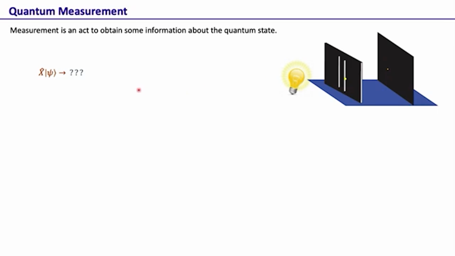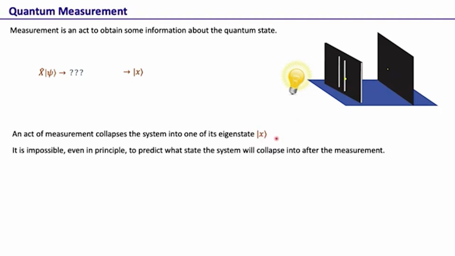And this information we can obtain if we act a position operator on the state, or if we do the position measurement. So if we measure the position, what do we obtain? We know that an act of measurement collapses the system into one of its eigenstates. So of course, if we do make a measurement, we'll find that this photon or this particle is somewhere on the screen. But where on the screen, or which particular eigenstate X, that is completely unknown, and it is actually impossible, even in principle, to predict what state the system will collapse into after the measurement. This simply cannot be predicted.